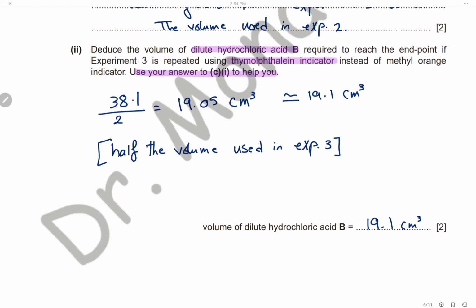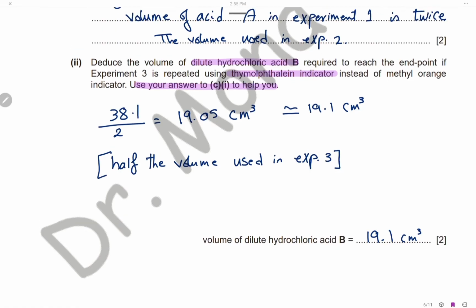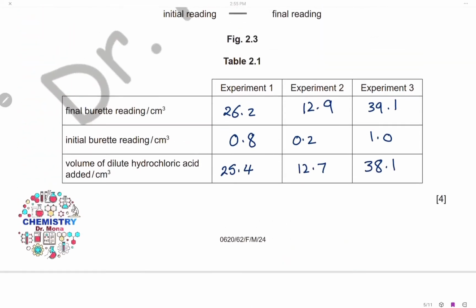Deduce the volume of acid B required to reach the end point if experiment 3 is repeated using thymolphthalein indicator instead of methyl orange indicator. Use your answer in C(i) to help you. So first, we will check what will happen by changing the indicator for experiment 1 from methyl orange to thymolphthalein. We use half the volume of the acid. So again, if we change the indicator in experiment 3 of acid B from methyl orange to thymolphthalein, we have to know that we will use again half the volume.